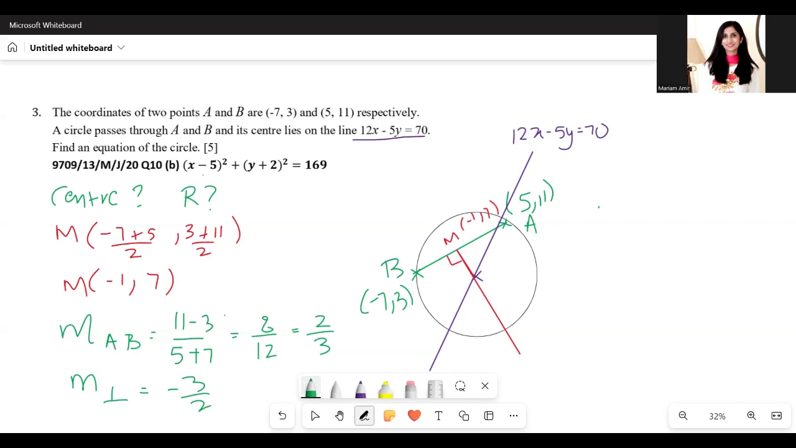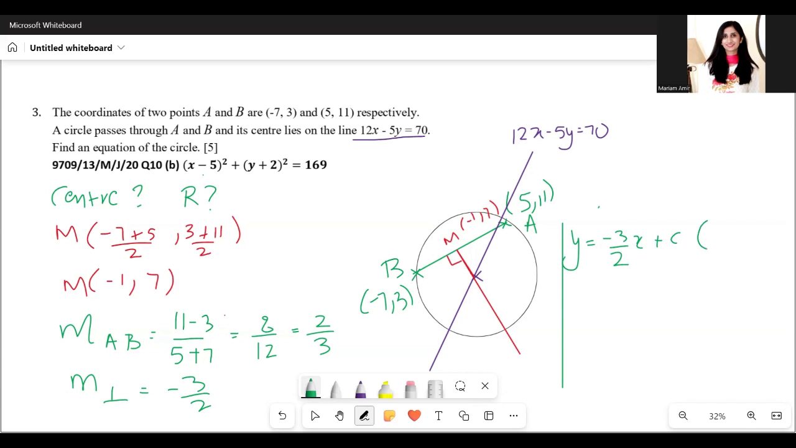Now we'll find the equation of the red line and then solve the purple line and the red line simultaneously. So we have y equals mx plus c. To find c, I'll have to use a point on the red line, which is negative 1, 7. So 7 is equal to negative 3 over 2 times minus 1 plus c. This gives us 14 over 2, which is going to be 7. That becomes plus, but when it goes to the other side, it becomes minus. This becomes 11 over 2 equals c.